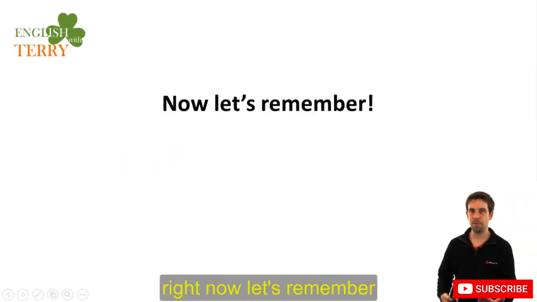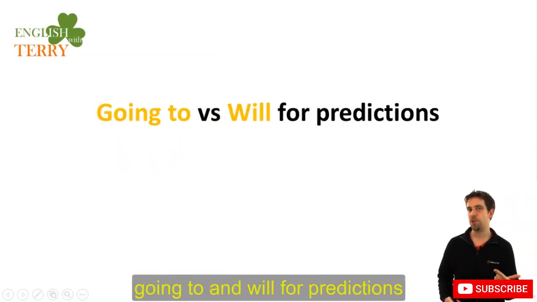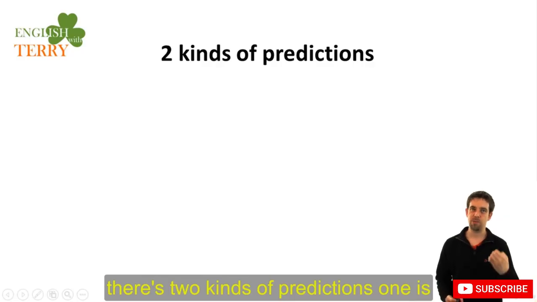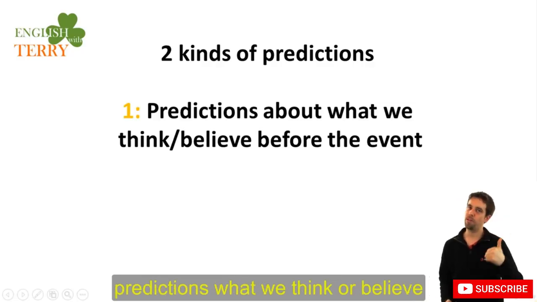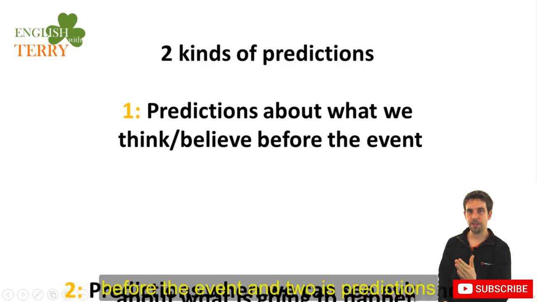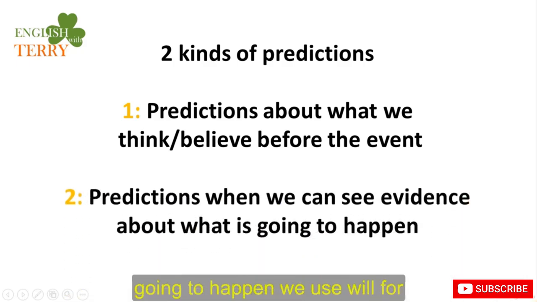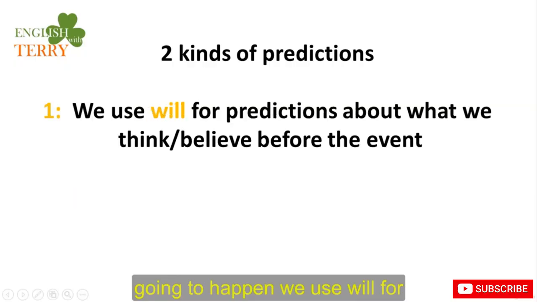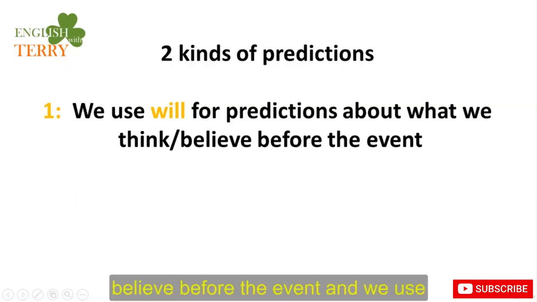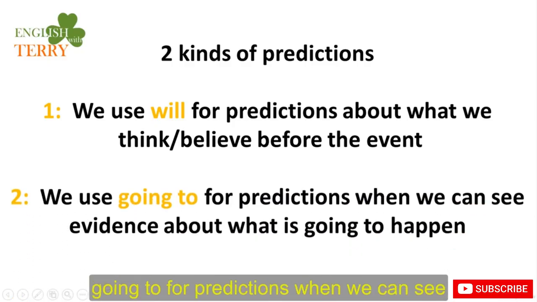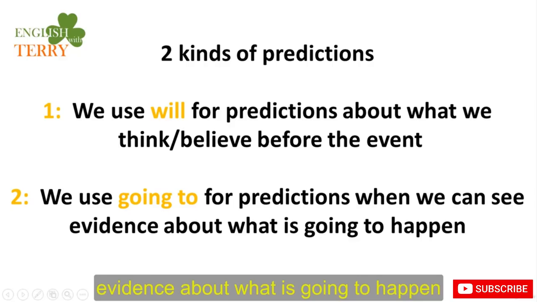Now, let's remember, going to and will for predictions. There's 2 kinds of predictions. 1 is predictions, what we think or believe before the event. And 2 is predictions when we can see evidence about what is going to happen. We use will for predictions about what we think or believe before the event. And we use going to for predictions when we can see evidence about what is going to happen.